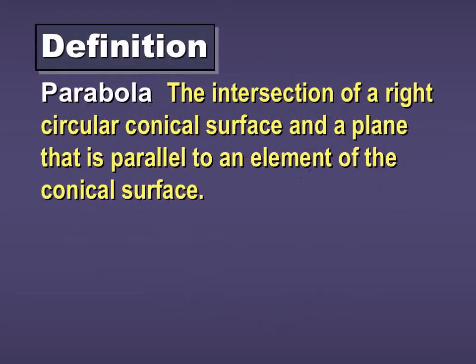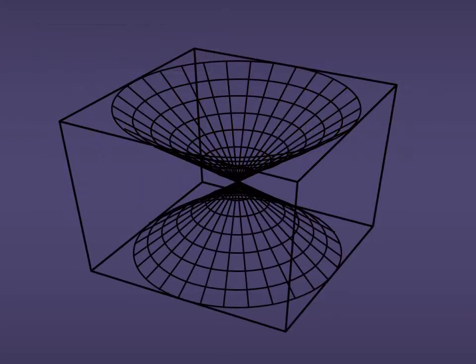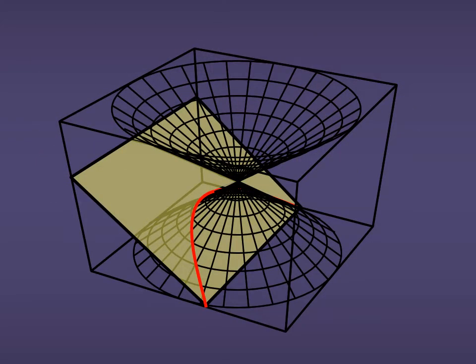A parabola is the intersection of a right circular conical surface and a plane that is parallel to an element. So what that looks like is this, right? Okay, it's parallel to an element. Parallel to an element. So that is a parabola.